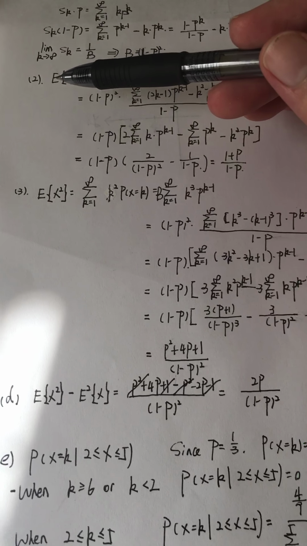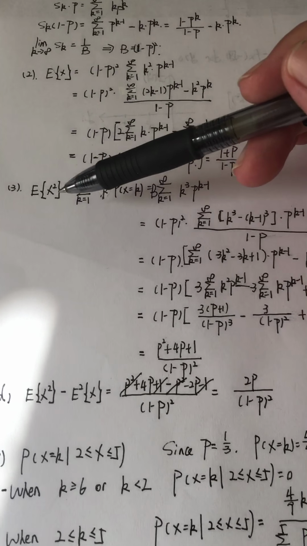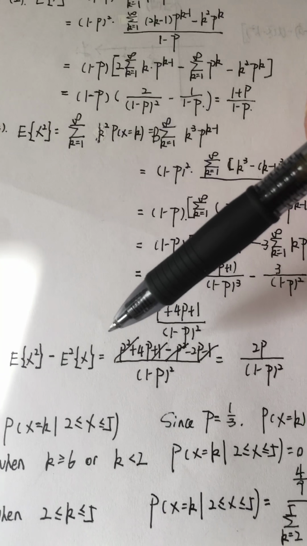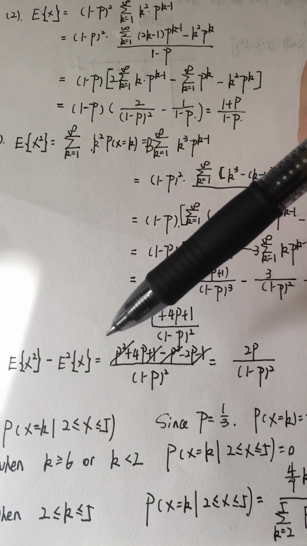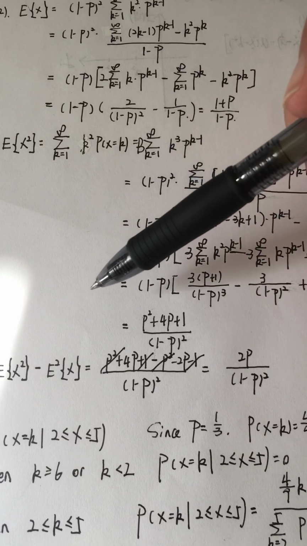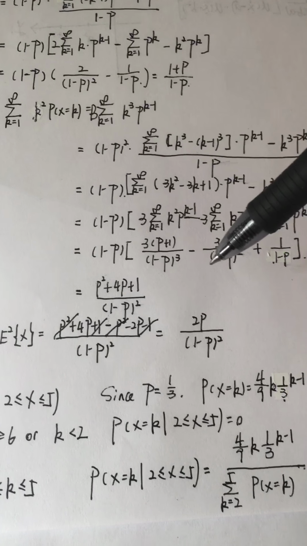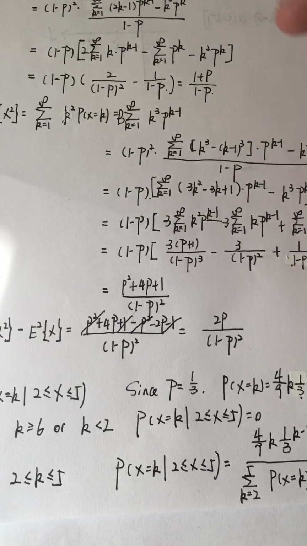According to questions 2 and 3, we can solve the next question. E(X squared) minus E squared(X) is equal to 2p over (1 minus p) squared.